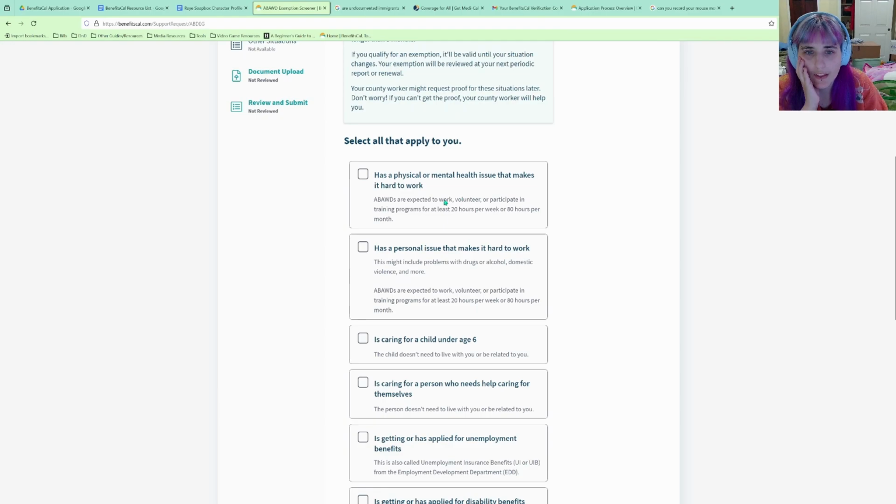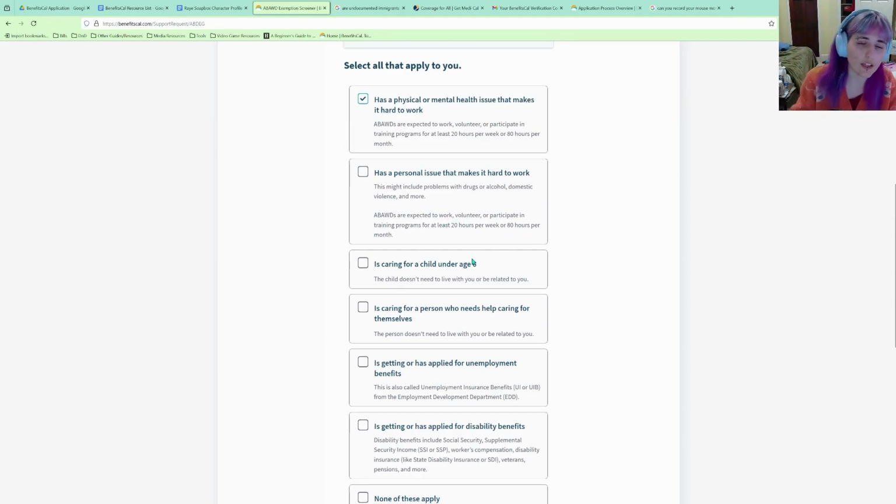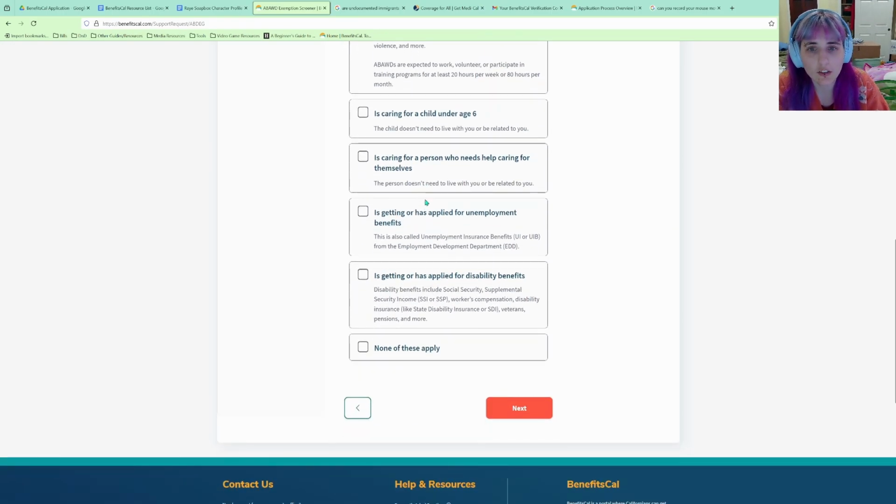Okay, so has a physical or mental health issue that makes it hard to work. Great. In my case, that leads to an exemption, or it should anyway, and same if you were in a similar boat. Has a personal issue that makes it hard to work, such as issues with addiction, domestic violence, or more. Caring for a child under 6, is caring for a person who needs help caring for themselves, is getting or has applied for unemployment benefits, also known as UI, through the Employment Development Department, EDD, or is getting or has applied for disability benefits.